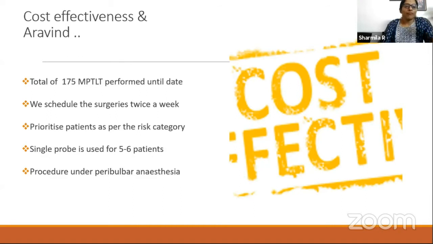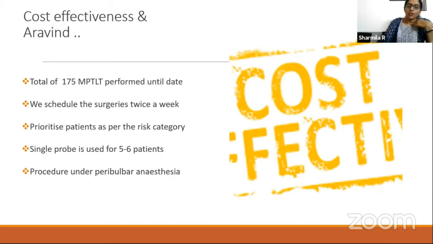So we have performed around 175 Micropulse procedures to date, and we usually schedule these according to the number required, usually on 2 days in a week. We prioritize the patients as per the risk category. I say it is cost effective because, unlike what Professor was telling, who uses a single probe for each patient, we use a single probe for 5 to 6 patients. We also have a satellite hospital nearby where we move this instrument and share it.